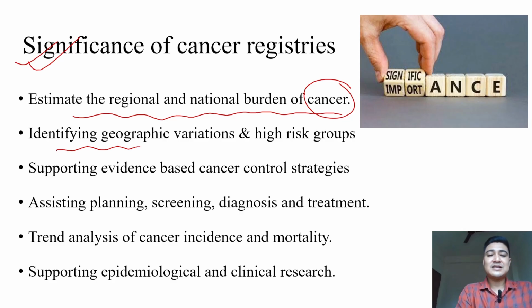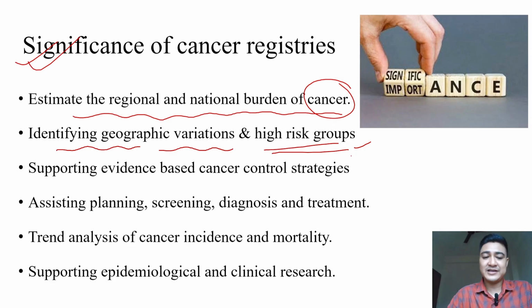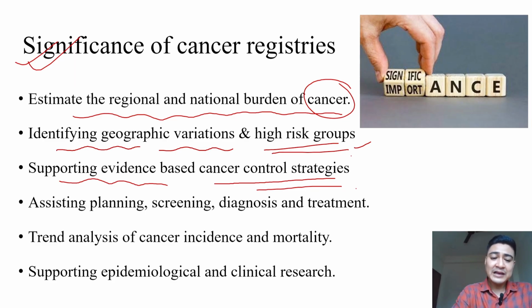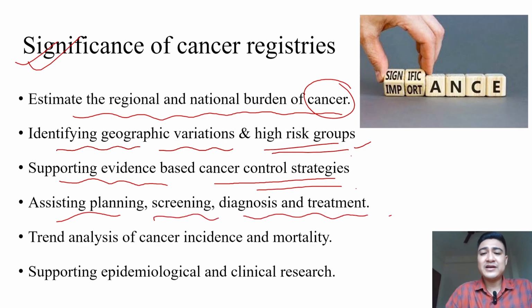Since I said that the geographical variations can be identified, similarly, the high risk groups can be identified after knowing the reason or causes of that particular cancer. After knowing the high risk groups, after knowing the causes of that particular cancer, there would be supporting evidence for cancer control strategies. We will get more information on how to control that particular cancer. This will help us with our data. So it will help in assisting the planning, screening, diagnosis, and treatment, and preventive and palliative care services as well.